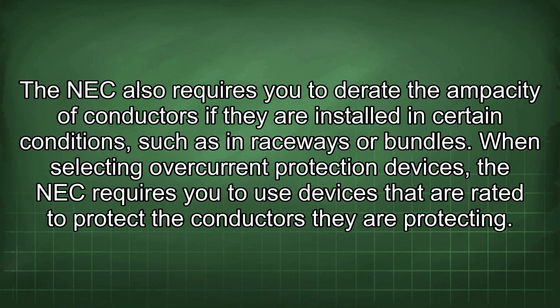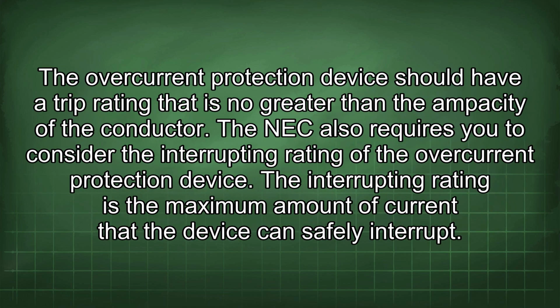When selecting overcurrent protection devices, the NEC requires you to use devices that are rated to protect the conductors they are protecting. The overcurrent protection device should have a trip rating that is no greater than the ampacity of the conductor. The NEC also requires you to consider the interrupting rating of the overcurrent protection device. The interrupting rating is the maximum amount of current that the device can safely interrupt.